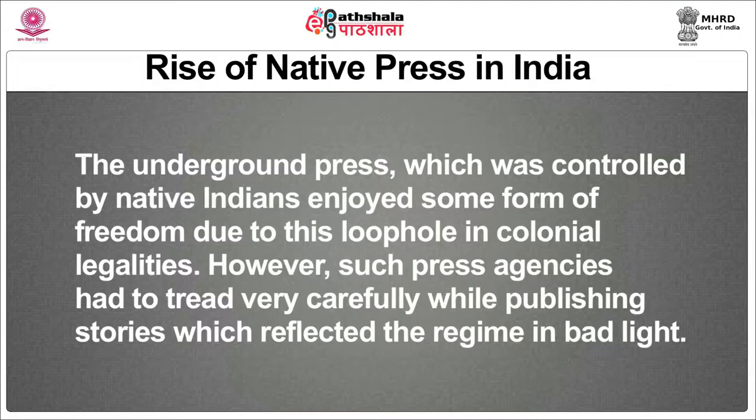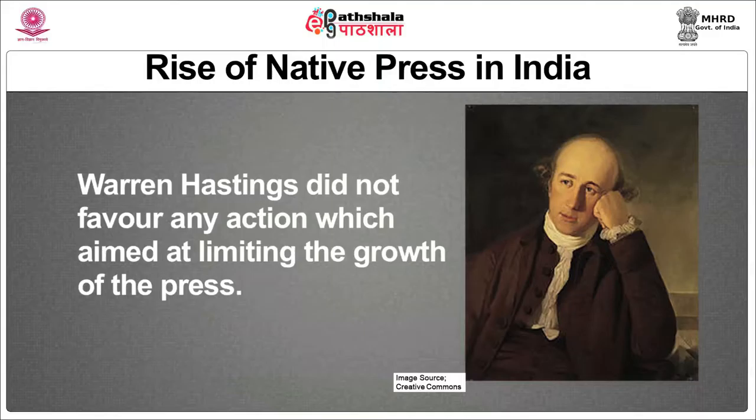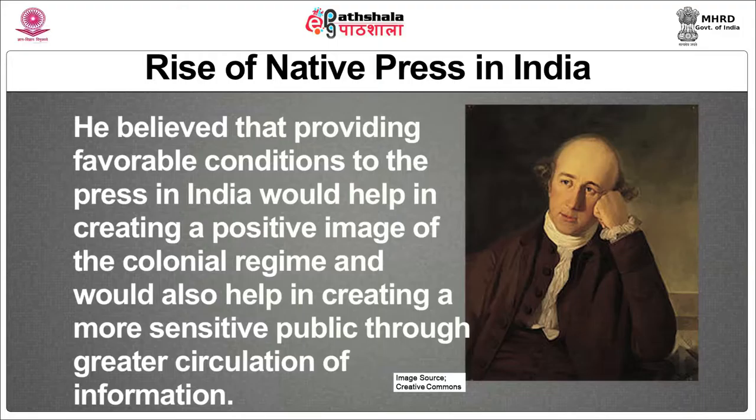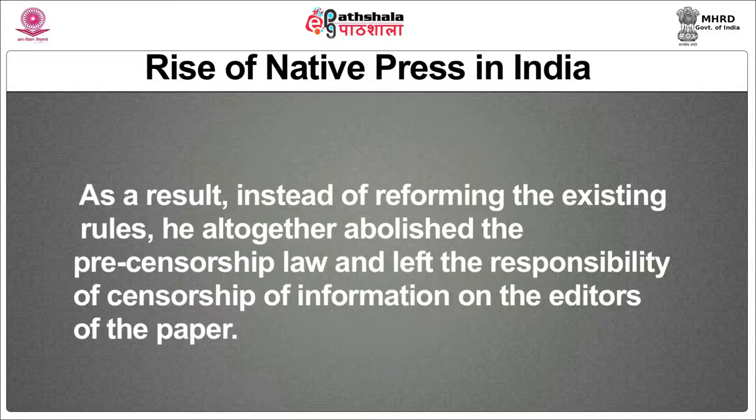And Rajan states that Warren Hastings did not favor any action which aimed at limiting the growth of the press. He believed that providing favorable conditions to the press in India would help in creating a positive image of the colonial regime and would also help in creating a more sensitive public through greater circulation of information. As a result, instead of reforming the existing rules, he altogether abolished the pre-censorship law and left the responsibility of censorship of information on the editors of the paper. The editors were instructed not to publish any material that would affect the authority of government.